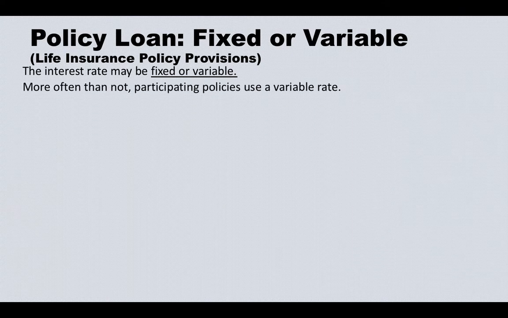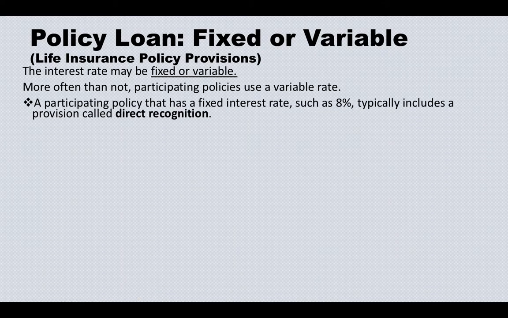Okay, so with a policy loan, the interest rate may be fixed or variable. You borrow a loan against your policy, and the insurance company is going to charge you interest. Is this interest fixed or variable? Most of the time they say it's a variable interest rate. A participating policy that has a fixed interest rate, such as 8%, typically includes a provision called direct recognition. This is very interesting.